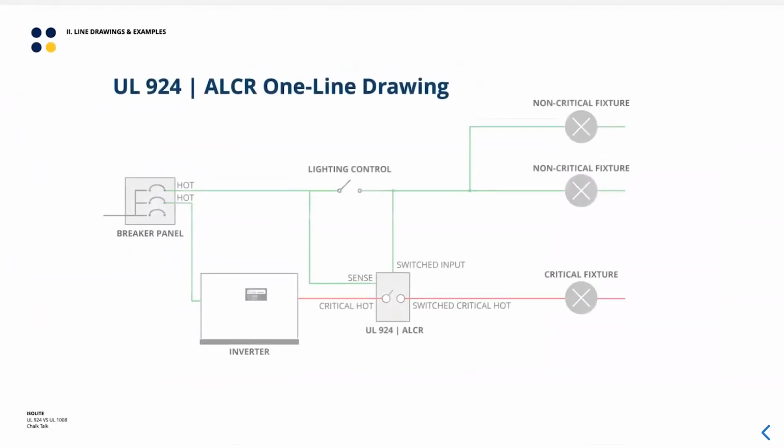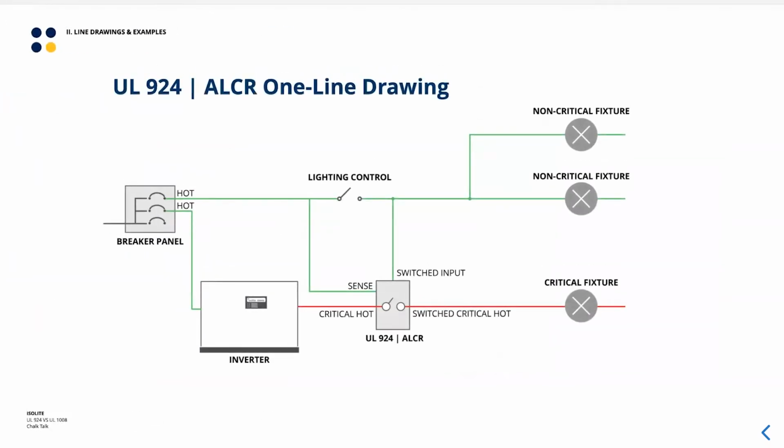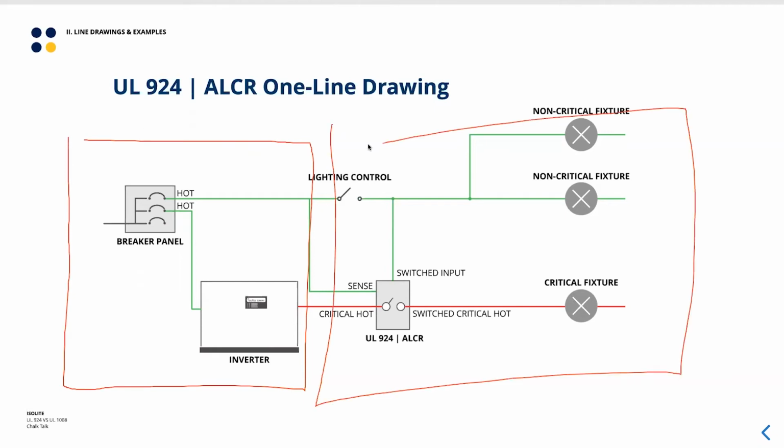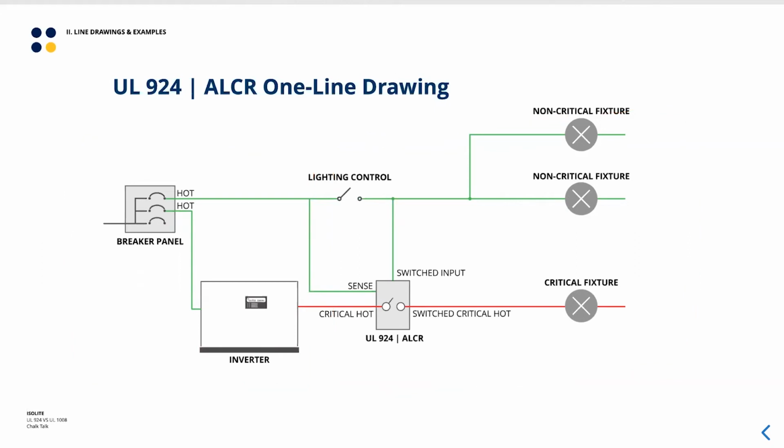But I want to focus on how these devices fit within the architecture of an emergency light system. You've probably seen drawings like this before in Chalk Talks or in our inverter design course, but usually we focus on one side of this drawing, either how the inverter operates or explicitly how the 924 device or 1008 device operates. I wanted a drawing that covered everything, all the way from the utility and the breaker panels through the inverter, out into the ELCD style devices, into the fixtures.